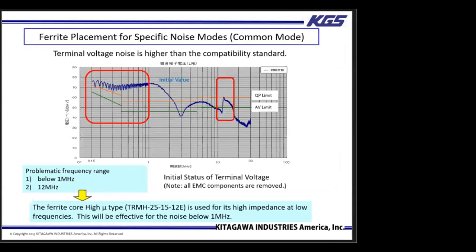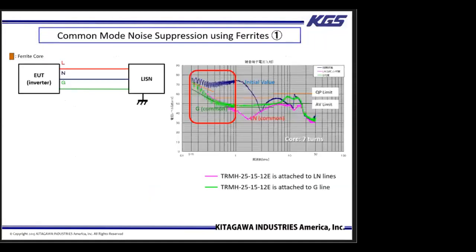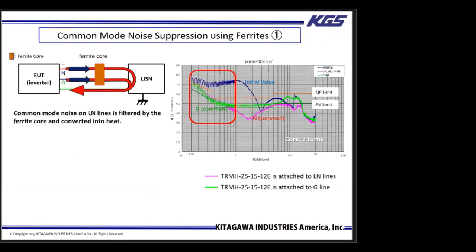First, we will focus on the noise below 1 megahertz. We will use a ferrite core that has a high impedance below 1 megahertz. As we know, common mode number 1 is flowing on the L and N lines and returning on the ground line. When we place a ferrite core on the L and N lines to filter out this noise, we see a significant improvement in the result, which is shown on the purple line.